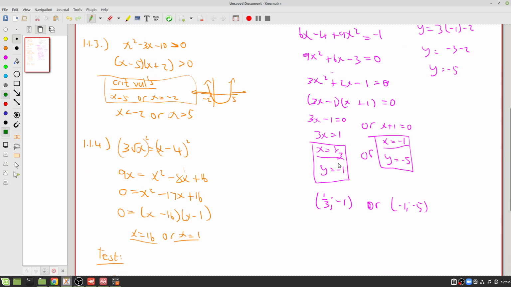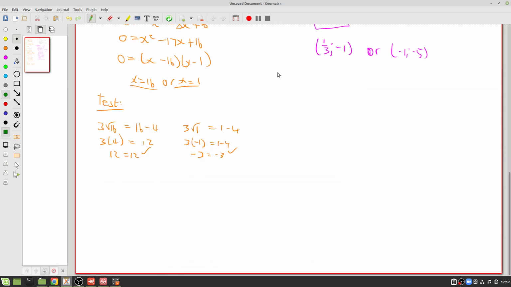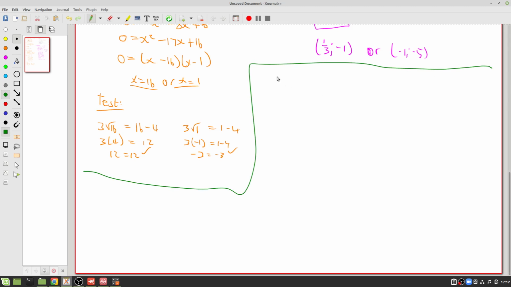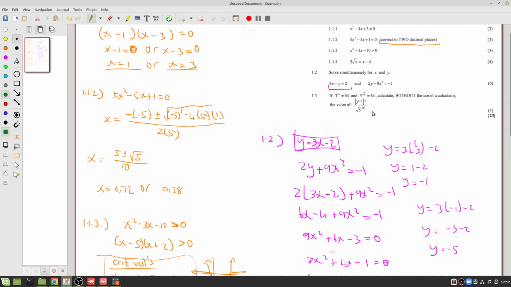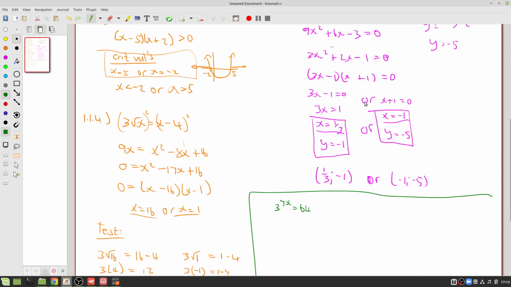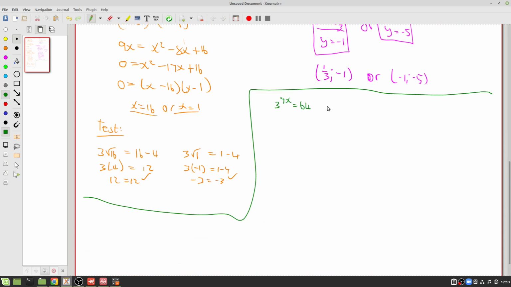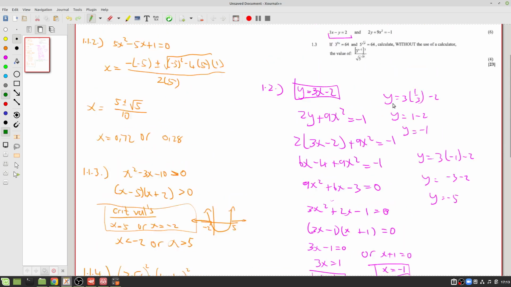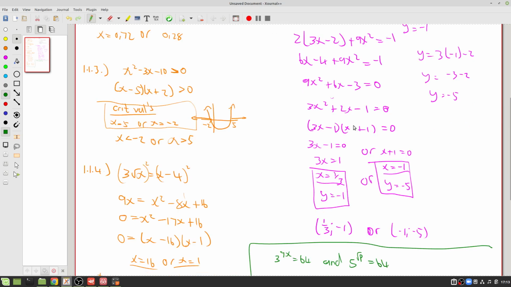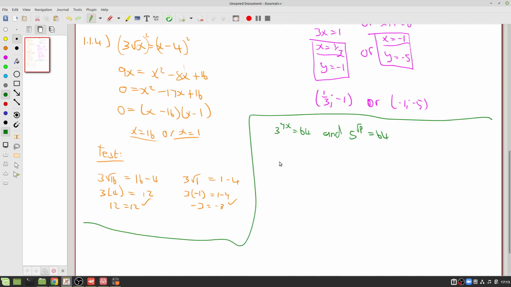3 to the 9x is 64. I'm going to write that down. So let's use just blocking off this space here. 3 to the 9x equals 64. And what's the other one? 5 to the root of p equals also 64. So we get given that, and we need to find what is 3 to the x minus 1 all cubed.